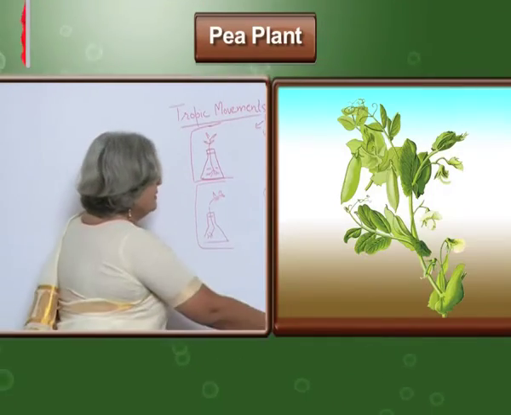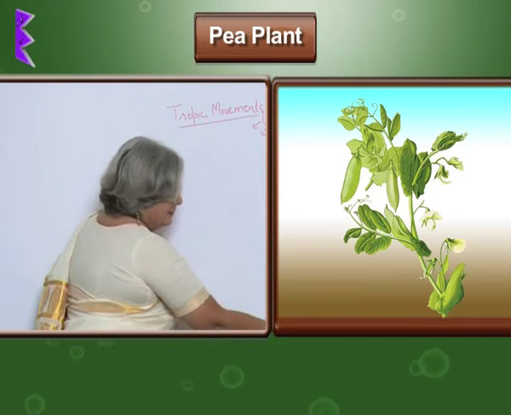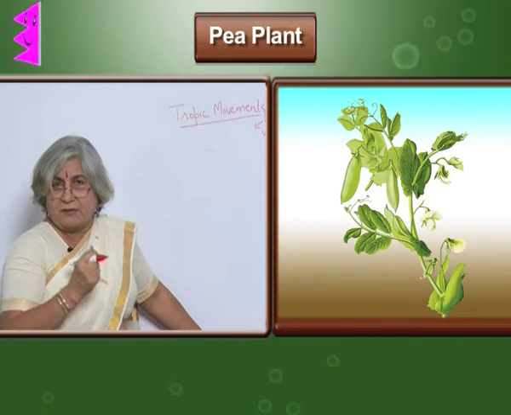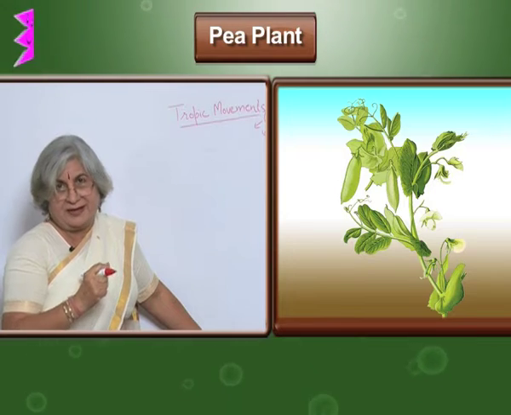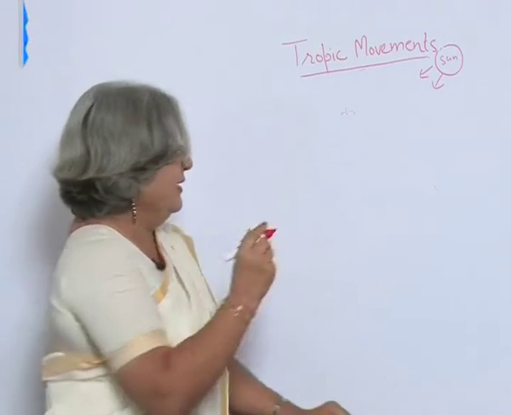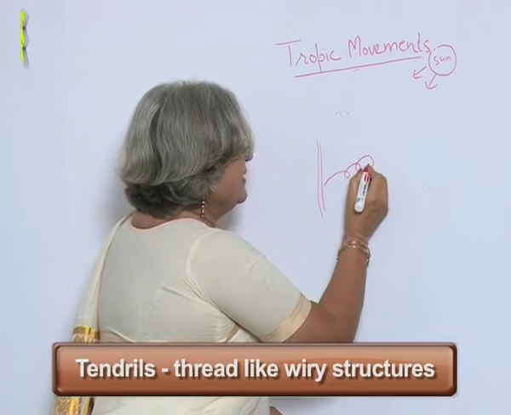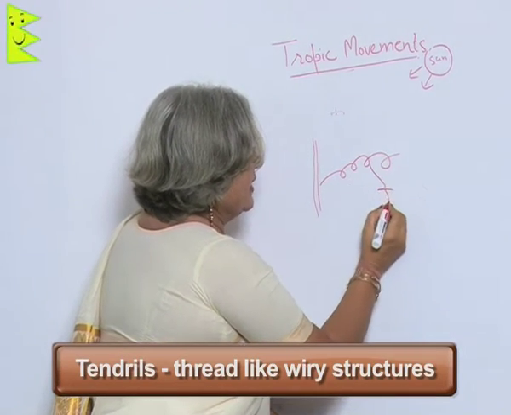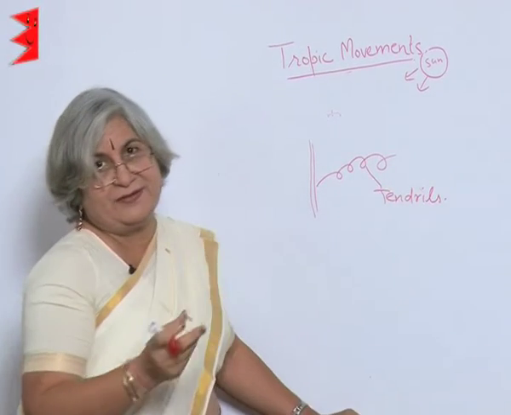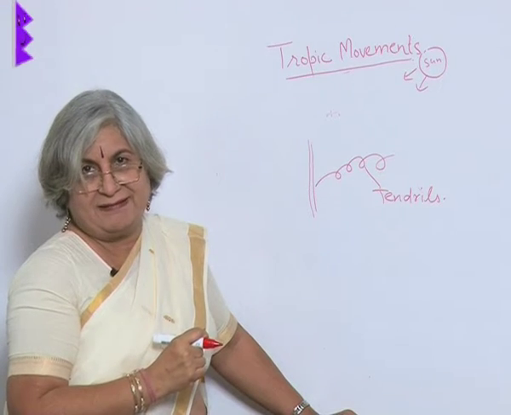In the pea plant, you know, it is a weak plant. It cannot stand on its own. Then how does it stand erect? It takes the help of a support. And it has thread-like, coily, wiry structures called tendrils. These tendrils are actually leaves. So they have been modified into tendrils, right?